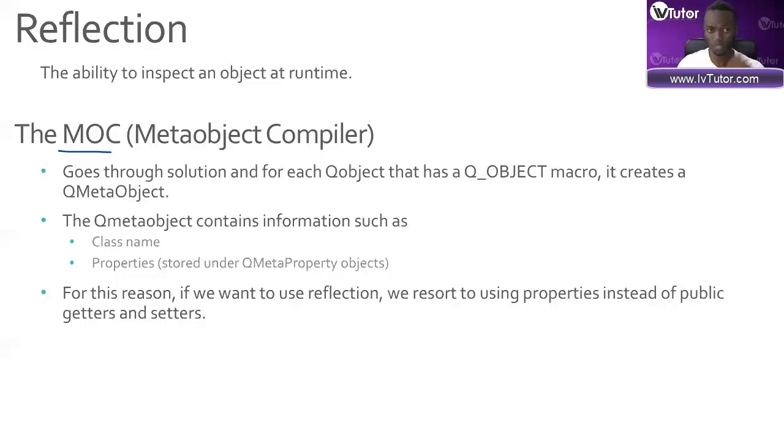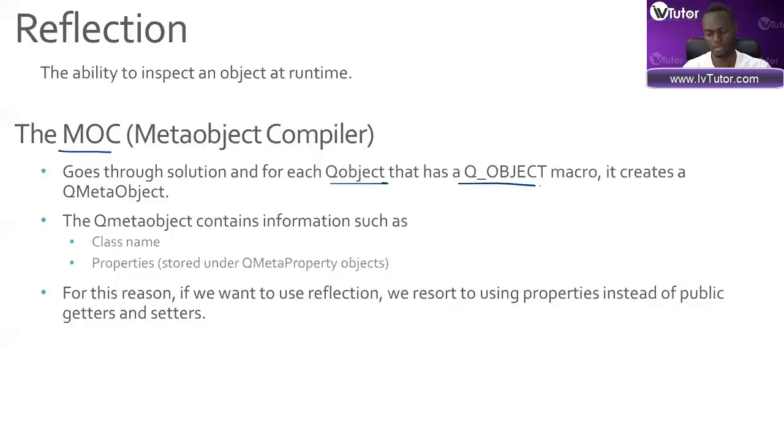Your meta object compiler requires two things for it to do what it does. It goes through the solution, and for each Q object, the first requirement is that your class must be a Q object, and the second requirement is that it must have the Q_OBJECT macro. These are the two requirements for reflection to happen. Without these two things, there is no reflection. You can relate this to your signals and slots requirements. They were the same requirements.